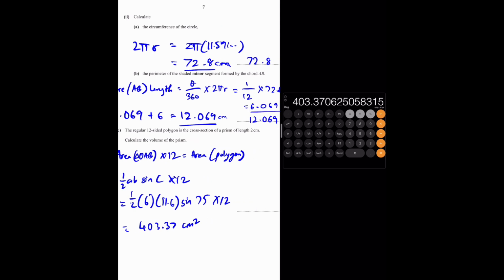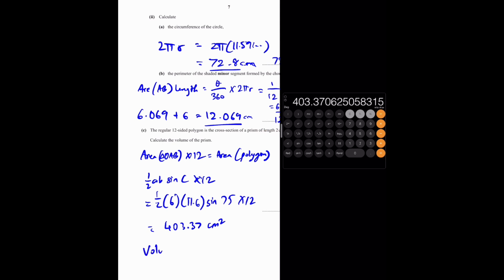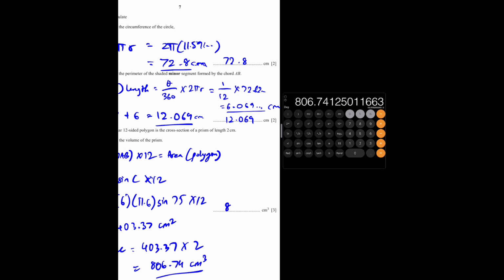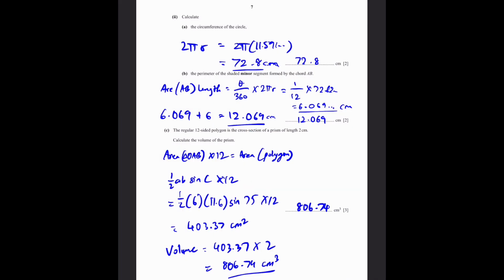Now, this is the cross section of a prism of length 2 centimeters. So the volume is going to be equal to this area, 403.37 times 2. And doing that, we get 806.74 centimeters cubed, which is our final answer. You can also write this as 807 because 3 significant figures, but I'm just writing it like this to 2 decimal places. That's also correct. That's our answer. Now let's go to question number 5.